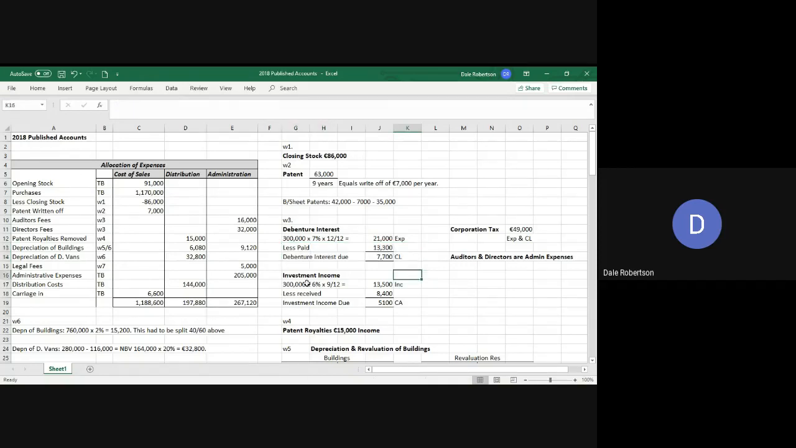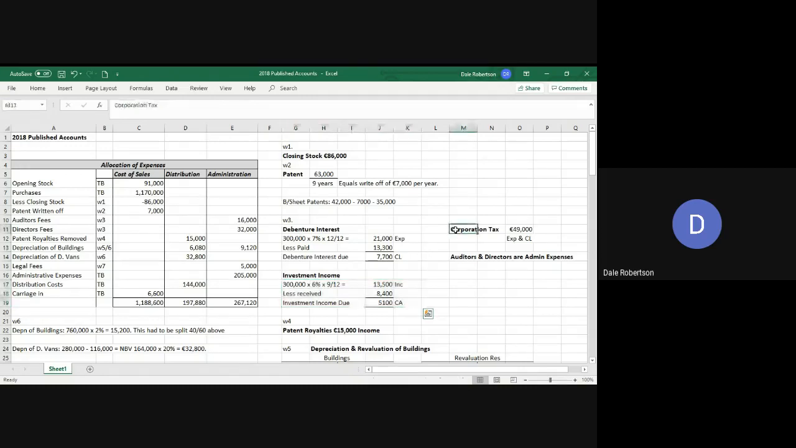Investment income is almost the same working. You take the investment by the percentage of interest we earn. We only got the investment on the first day of April 2017. It's the 3rd figure down in the trial balance. So therefore, we should be entitled to 13,500. We have received this much. So therefore, we're still waiting on 5,100, which is an investment income due, and that is a current asset.